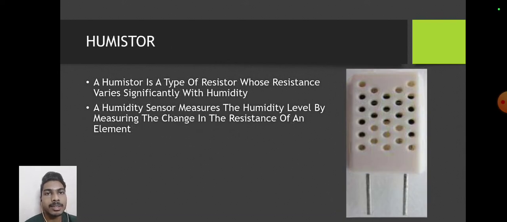And next one is humistor. A humistor is a type of resistor whose resistance varies significantly with humidity. So a humidity sensor measures the humidity level by measuring the change in the resistance of an element. So this is the humistor.